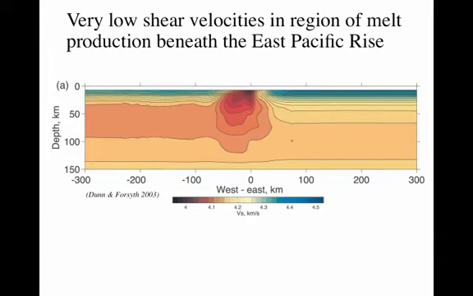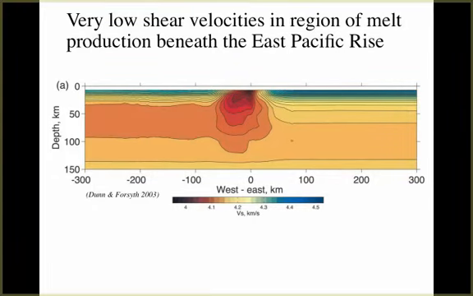If we look at the East Pacific Rise and the shear velocities in that region, we see that they're very low shear velocities that show us where the region of melt production lies beneath the East Pacific Rise. And it's these dark orange colors that show that the melting is focused beneath the ridge and that the largest melt production is happening under the Pacific plate.